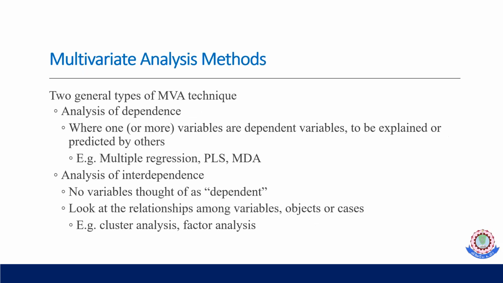The next one is MVA. There are two general types of MVA techniques: analysis of dependence and analysis of interdependence. Where one or more variables are dependent variables to be explained and predicted by others, it is called dependence. For example, we can use multiple regression techniques and MDA. Analysis of interdependence means no variable is dependent on any of the others, so you look at the relationship among the variables, objects, or cases. Examples are cluster analysis and factor analysis.